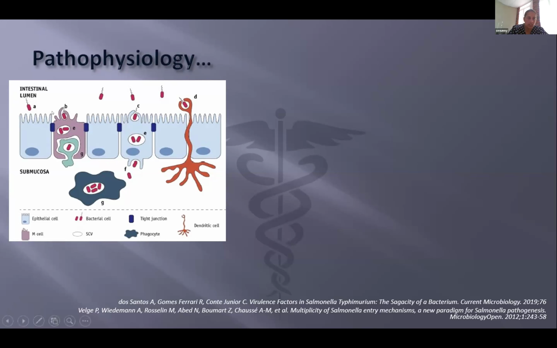So once they're at the intestinal lumen, if you look at A, they have a lot of fimbriae, if you remember from that picture that I showed you in terms of the virulence factors, that contribute to tight adherence to the intestinal epithelial cells. They invade the intestinal epithelial cells through bacterial-mediated endocytosis. That's illustrated here with the cell C.